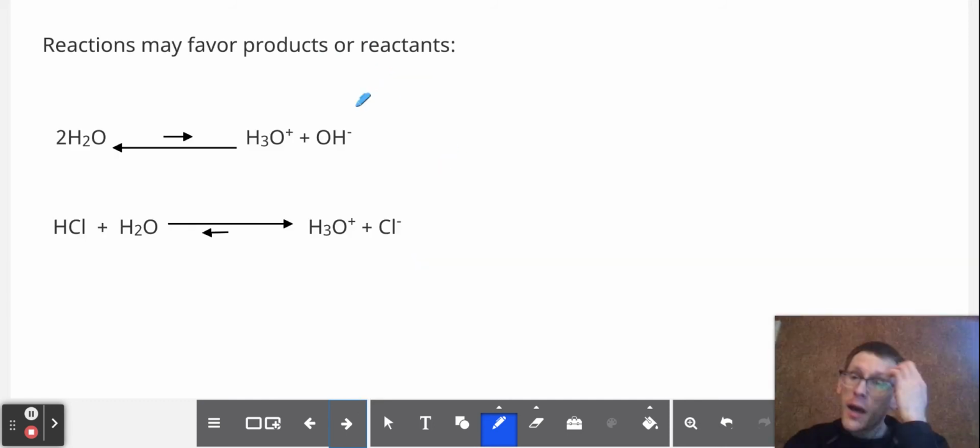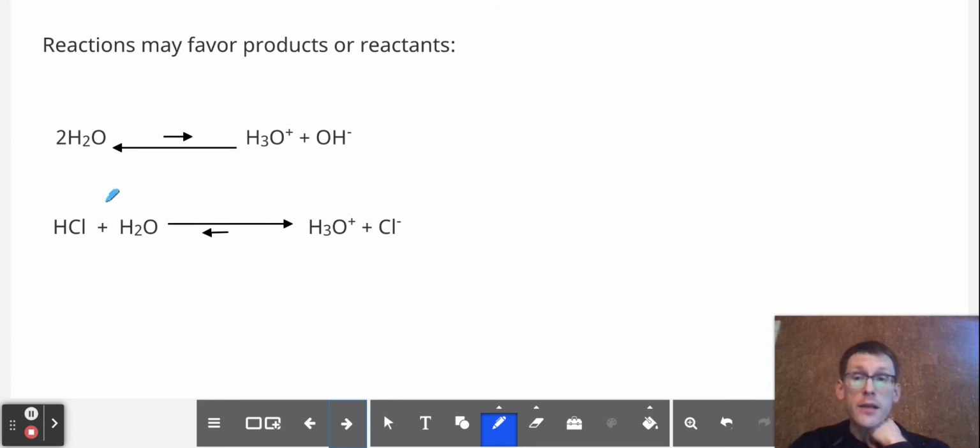Moving on. Reactions may favor the products or the reactants, and so here is an example. We have water, and it breaks apart to form H3O+ and OH-. And just looking at this reaction, it might seem H2O is pretty stable, then we build up charges on the other side. This is a reaction that doesn't go forward very far. There's a little bit of the products, but you're always going to have a lot more of this reactant.